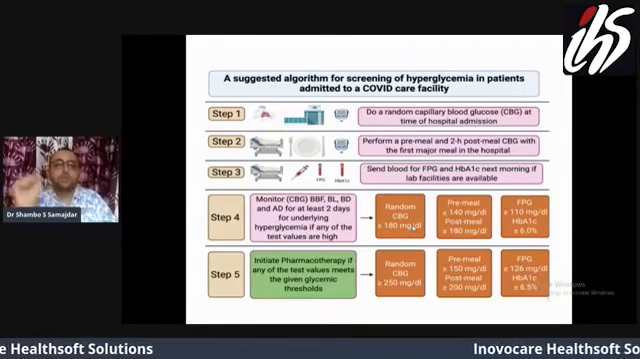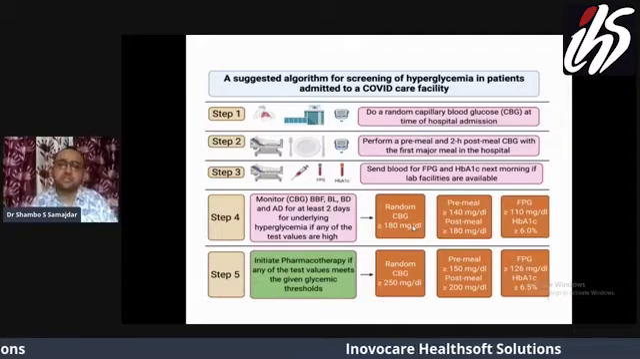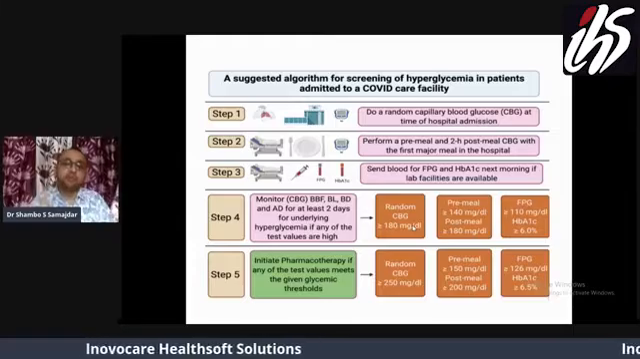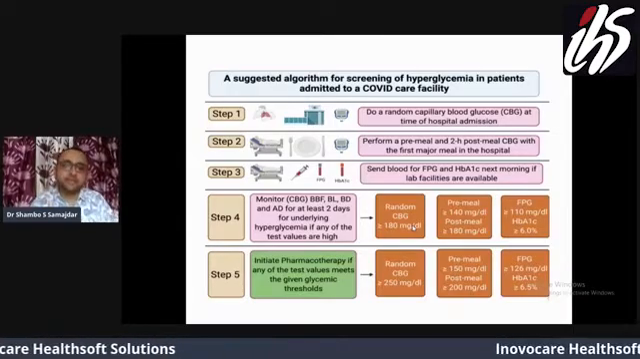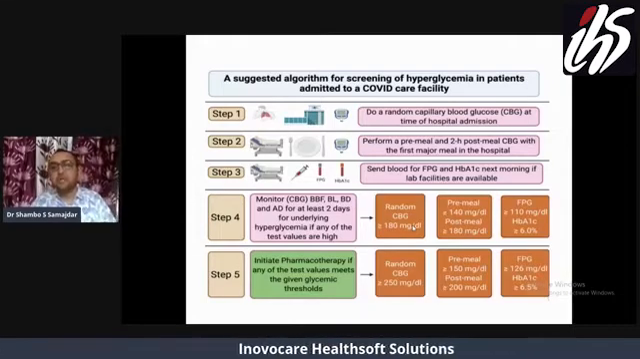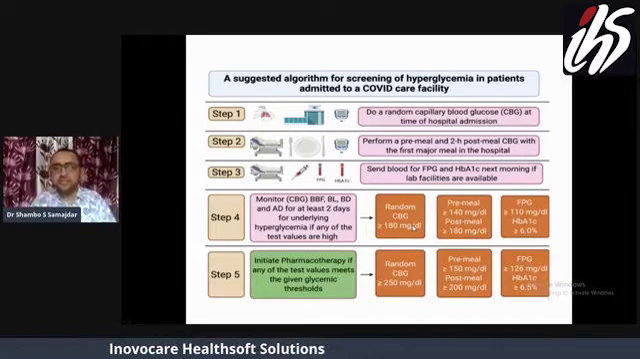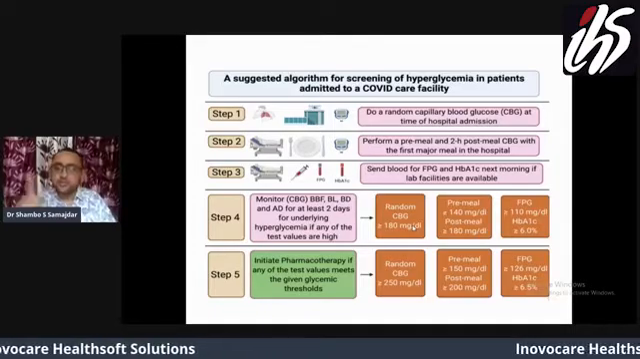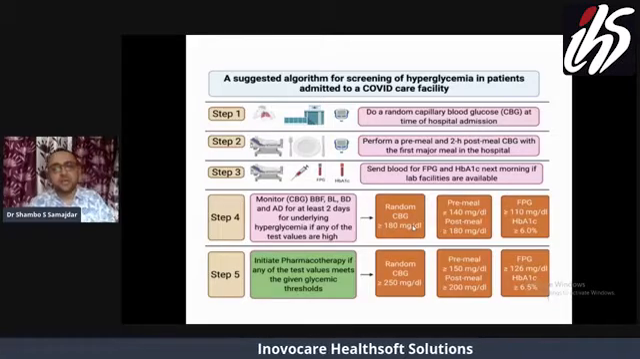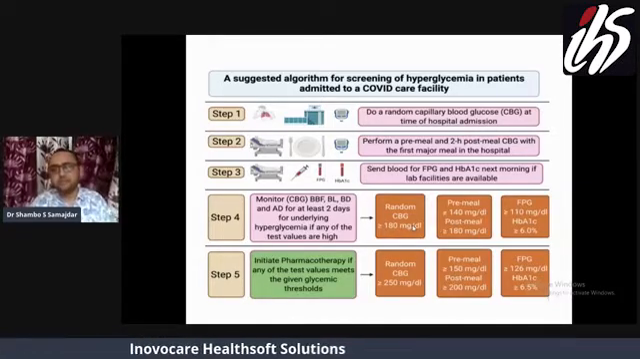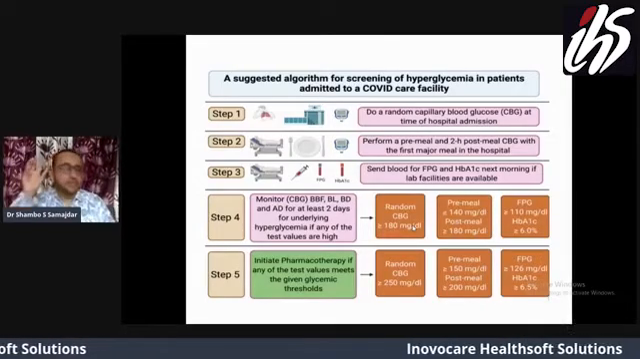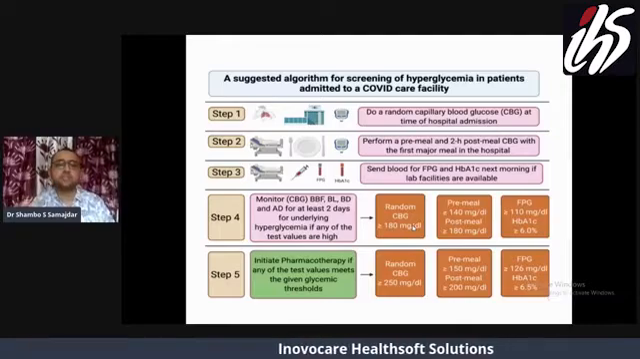these numbers. So we need to monitor CBG before breakfast, before lunch, before dinner, and after dinner for at least 2 days for underlying hyperglycemia if any of the test values are high. So we need to check the patients, and if there is any random CBG value more than 180, pre-meal more than 140, post-meal more than 180, fasting value more than 110, or HbA1c more than 6%, we need to keep a vigilant eye on this particular patient.